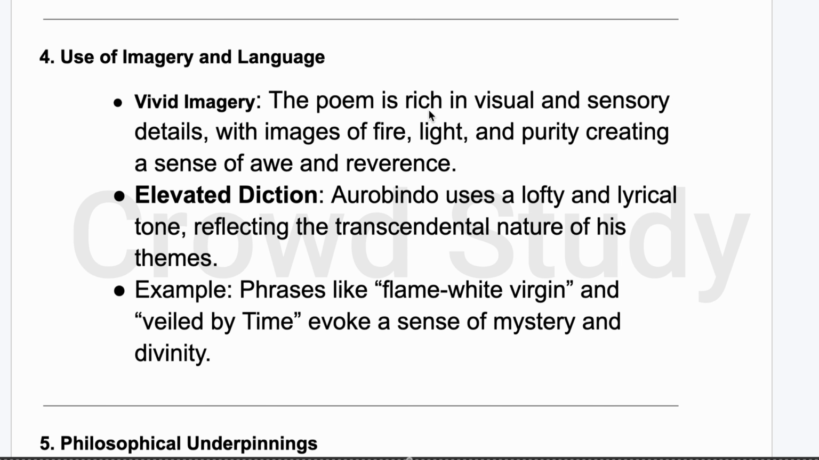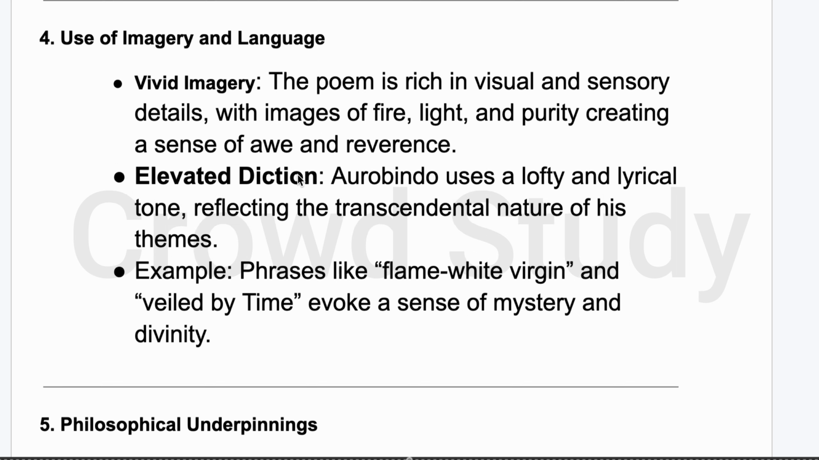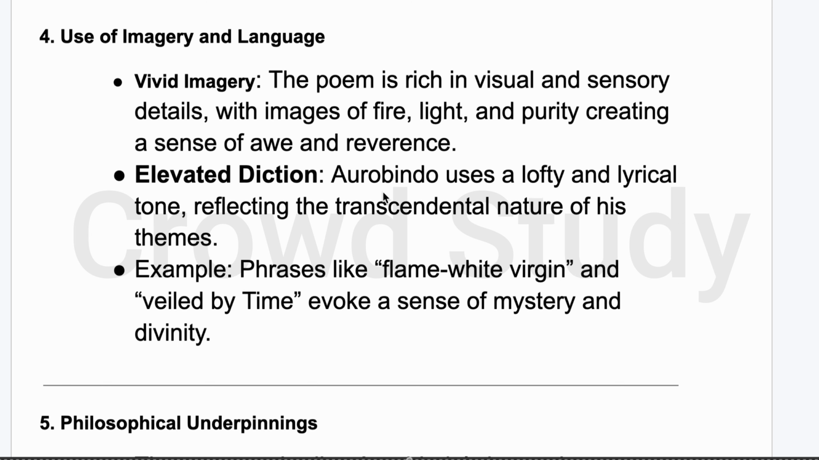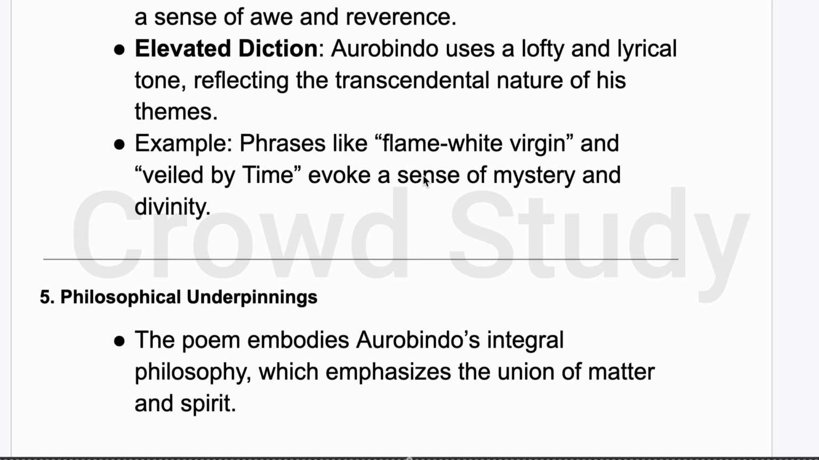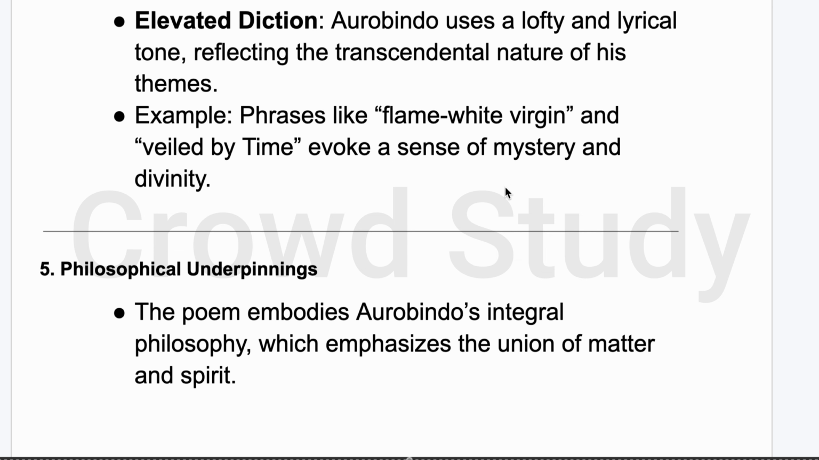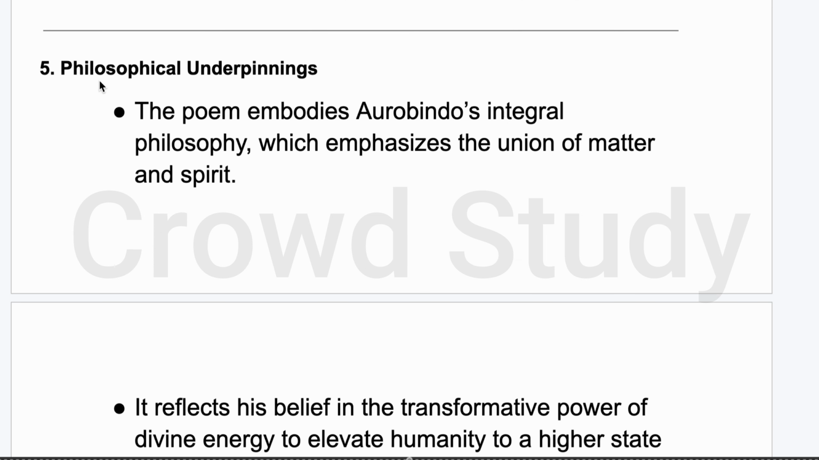Vivid imagery: the poem is rich in visuals and sensory details, with images of fire, light, and purity, creating a sense of awe and reverence. Elevated diction: Aurobindo uses a lofty and lyrical tone reflecting the transcendental nature of his themes. For example, phrases like "flame," "white virgin," and "veiled by time" evoke a sense of mystery and divinity. Number 5, philosophical underpinnings. The poem embodies Aurobindo's integral philosophy, which emphasizes the union of matter and spirit.